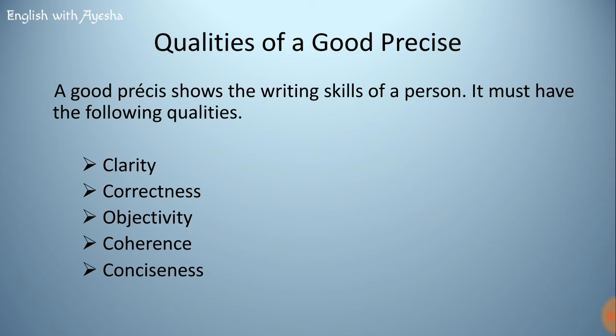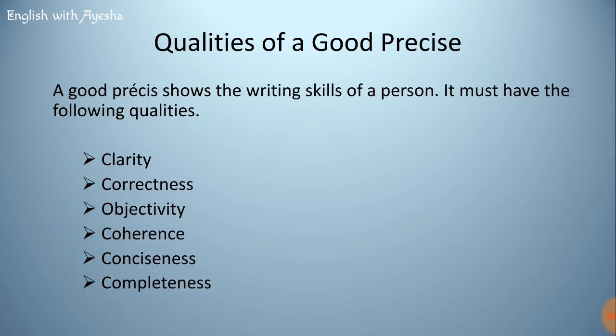The first one is omitting unnecessary details. The next point is to eliminate wordy expressions. The next one is to include only relevant material. And the last one is to avoid unnecessary repetitions. So, conciseness is compulsory in a good précis.